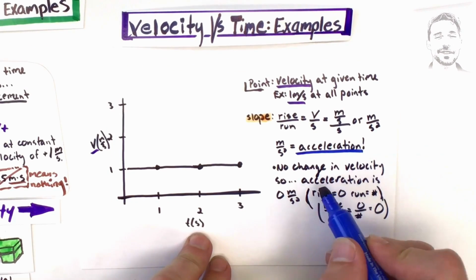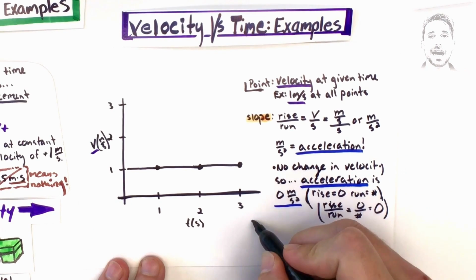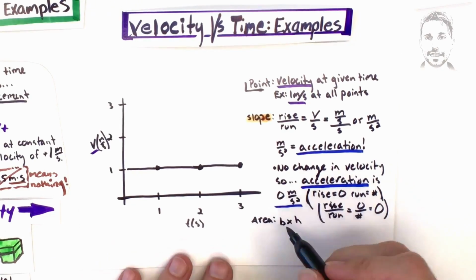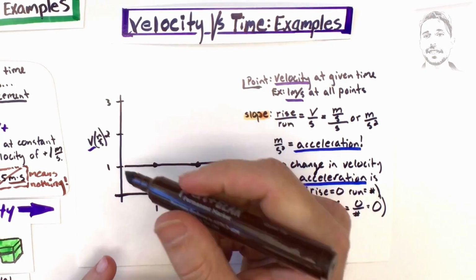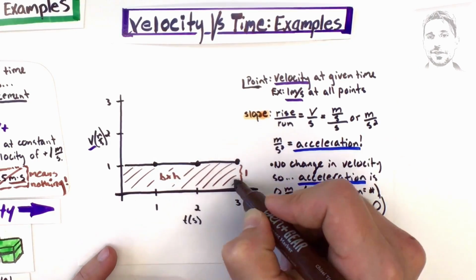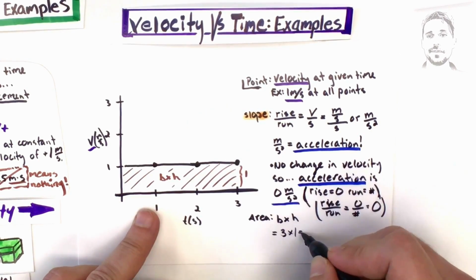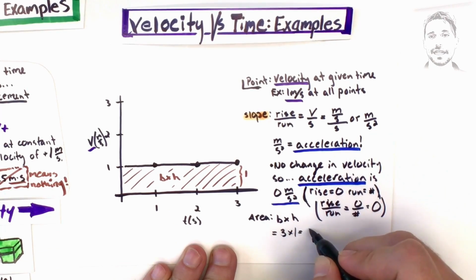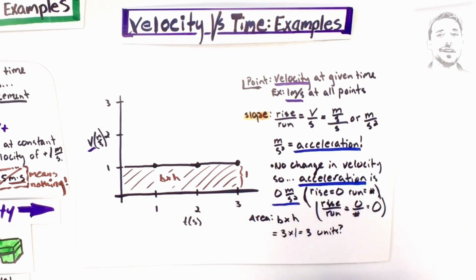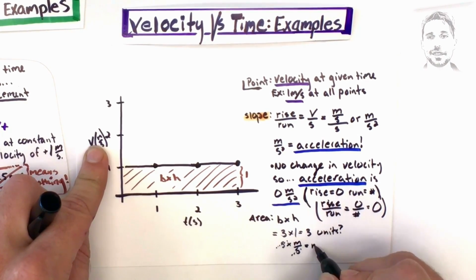And what is the area underneath that curve? So remember, the area is the base times the height, and our base unit here is seconds, and our height is 1. So we have 3 times 1, the base of 3 seconds, the height of 1. And what are our units? Let's plug them in. 3 is seconds, height is meters per second. Seconds cancel, and we are left with meters. That's our displacement.